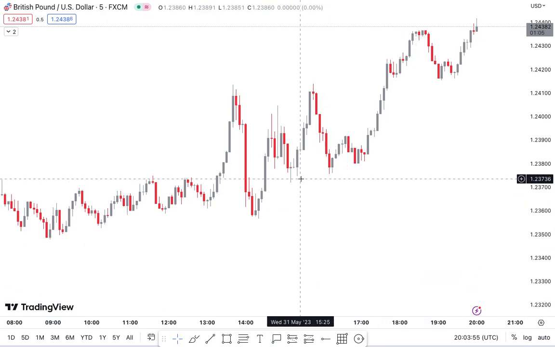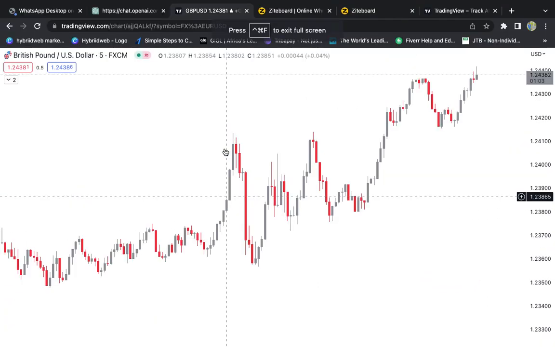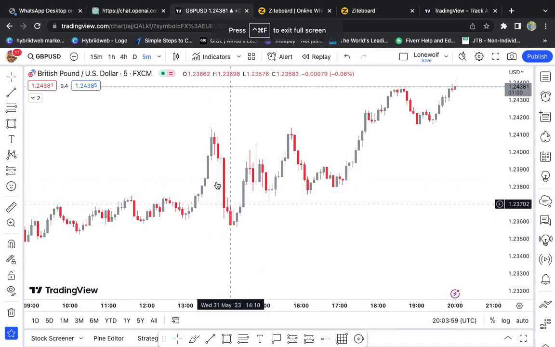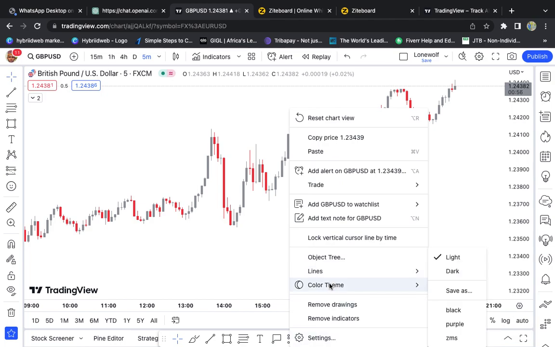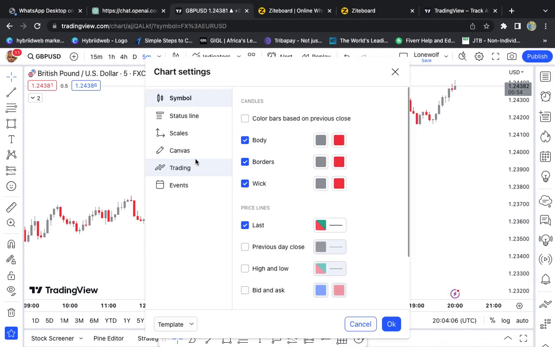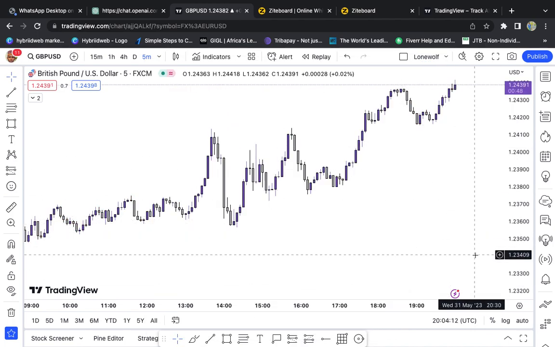So let me explain how these candlesticks are. You can see the red and the ash. So these are just colors. You can literally change them. You can go to settings, change your template. That doesn't actually matter. It's just about coloring, right?